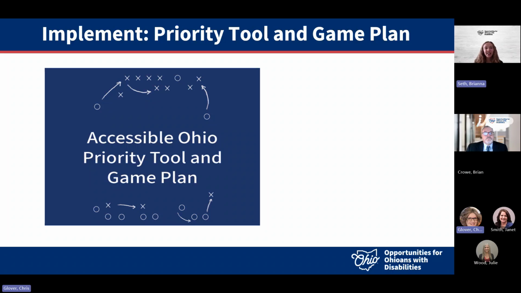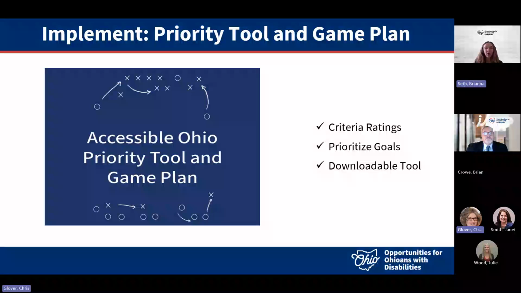To help, the Accessible Ohio team created the Priority Tool and Game Plan. This is a resource which can assist organizations with these considerations using criteria ratings to help prioritize identified goals. The Priority Tool and Game Plan is a downloadable tool available on the Resources page of the Accessible Ohio website. Once downloaded, the tool becomes a fillable form. It can be used repeatedly along your accessibility journey.